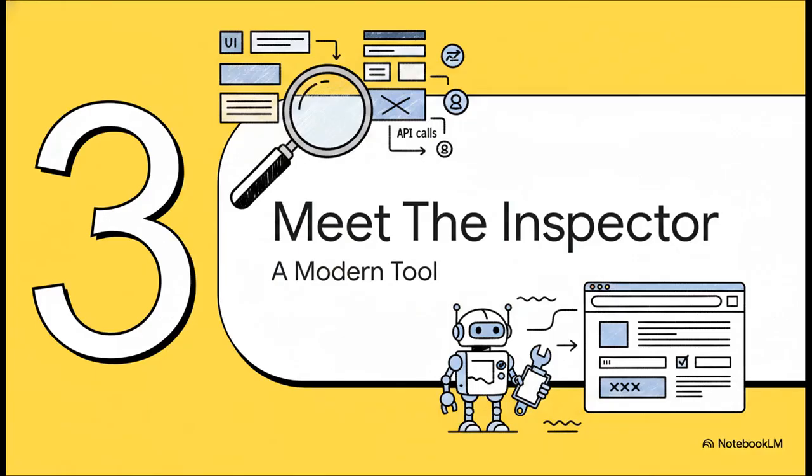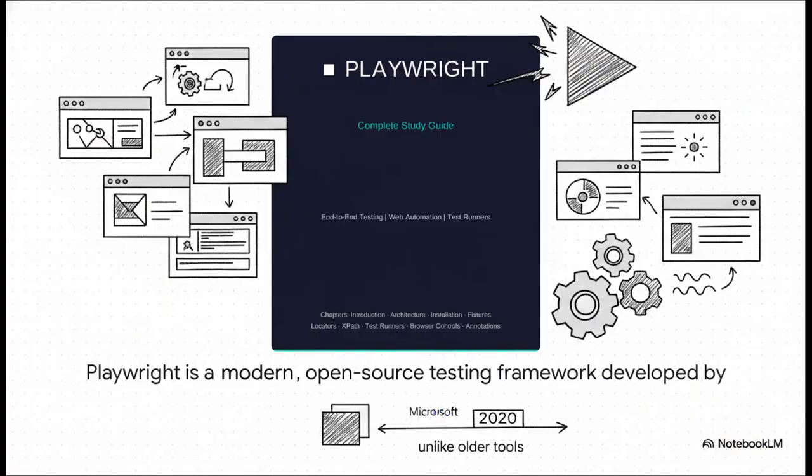All right, so we've got this complex web of user interface elements and all these behind-the-scenes API calls. How in the world do we test it all efficiently? Well, let's meet our inspector for the job, a really cool, modern framework called Playwright. So Playwright was developed by Microsoft back in 2020, which means it was designed specifically for the modern web we have today.